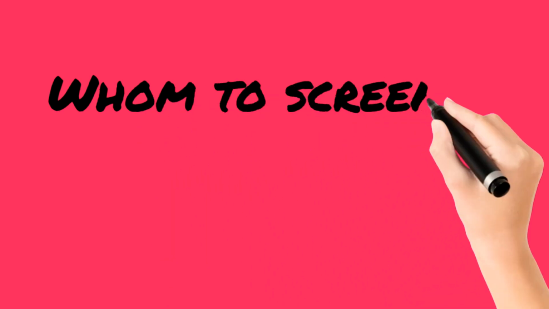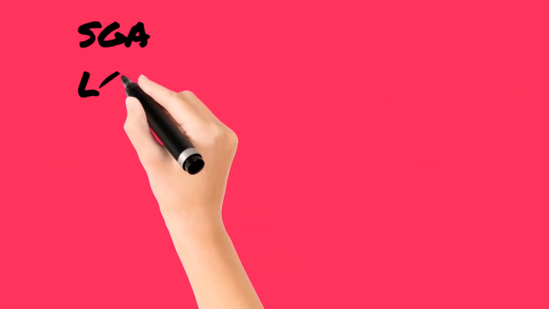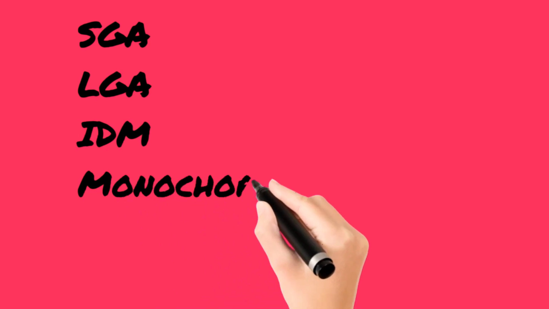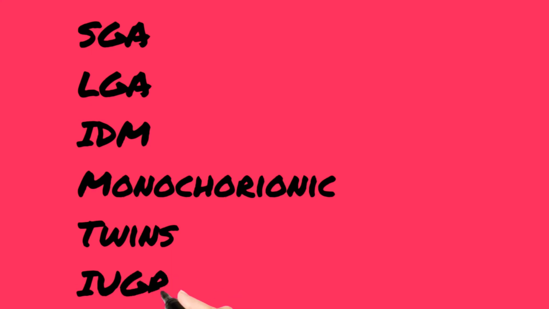Now, whom to screen for polycythemia? This is the question. We have small for gestational age, large for gestational age, infant of diabetic mother, monochorionic twins, especially the larger one, and IUGR baby.